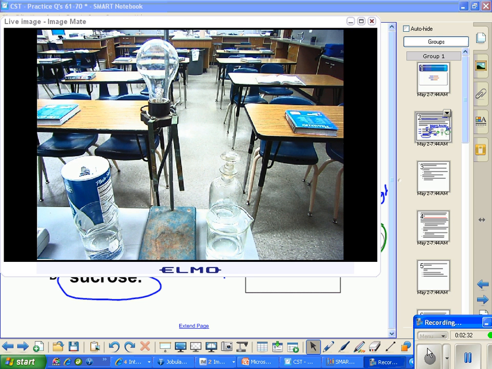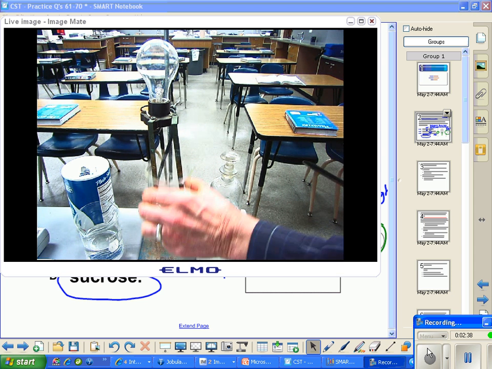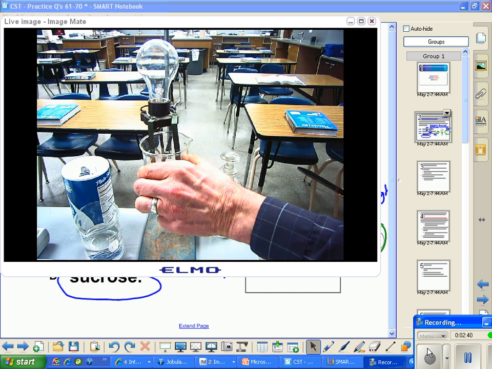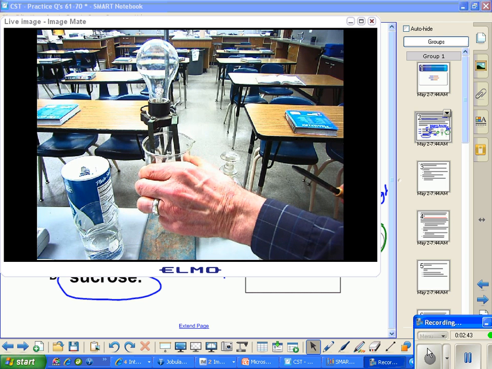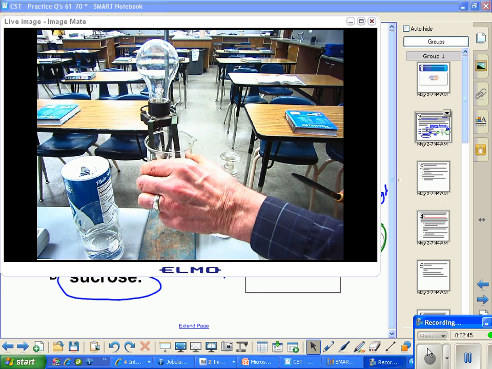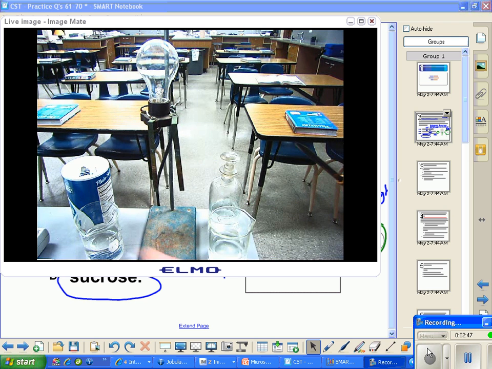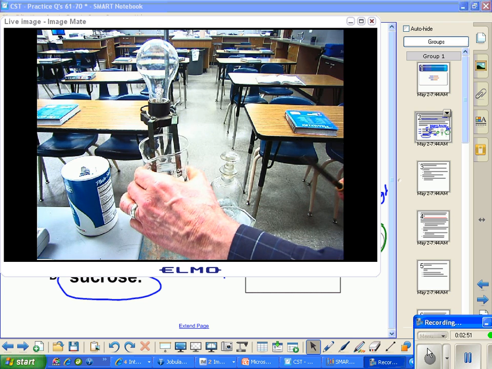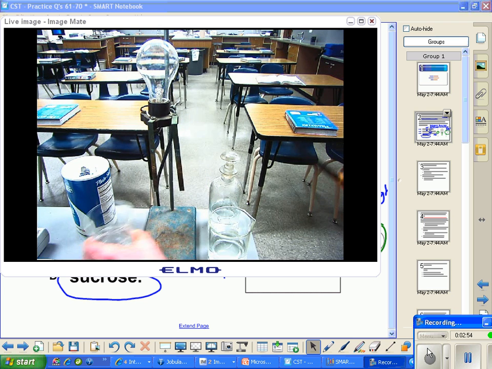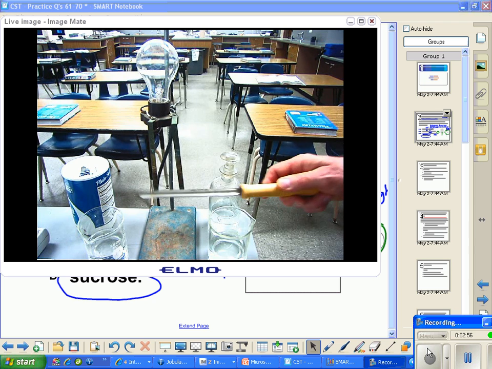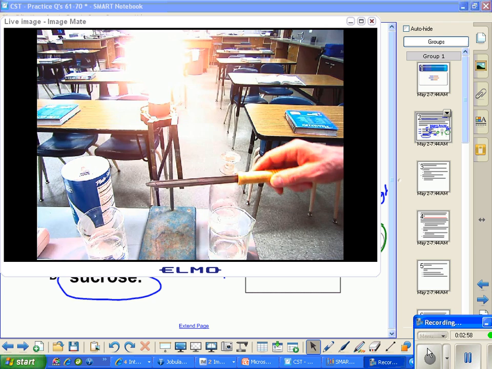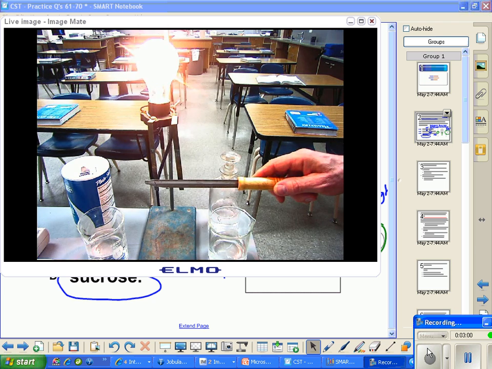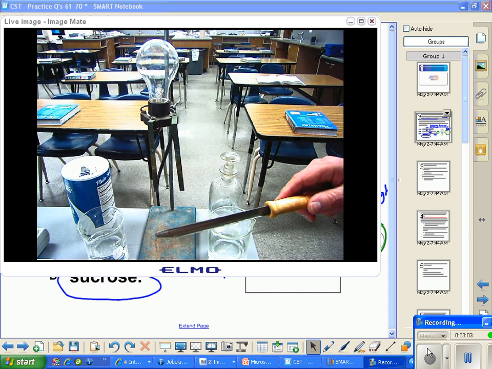I've set up an Elmo here so you can see a similar kind of situation. Here's water. This is called deionized water. It has no metal or no ions in the water. This is also no metals or no ions, that is, in the water. And what do the ions do? They'll do just like this piece of metal does. They will connect the circuit, and the light goes on, as you can see.